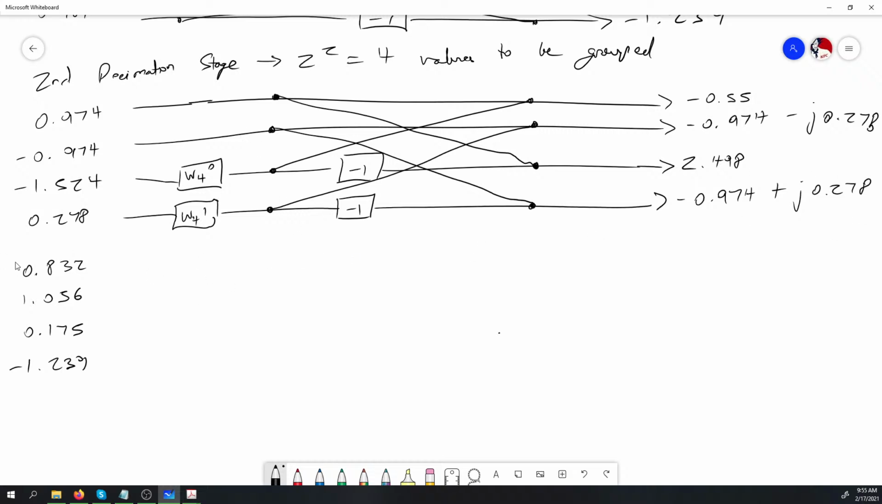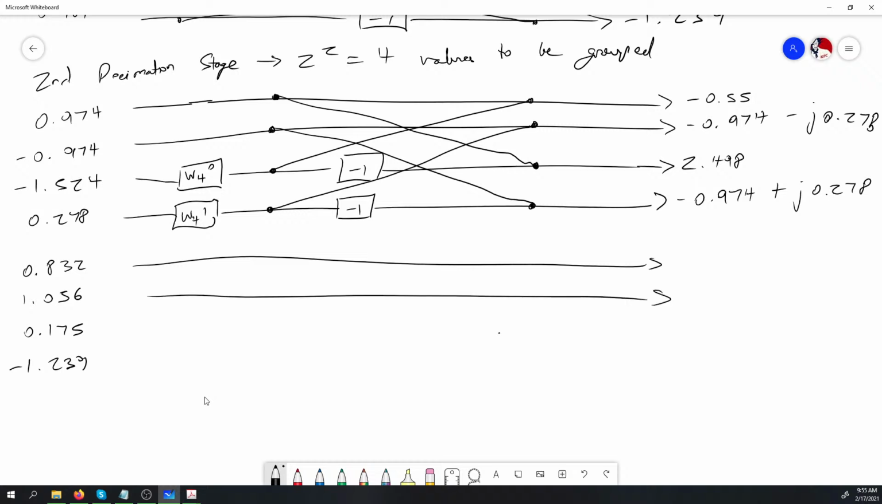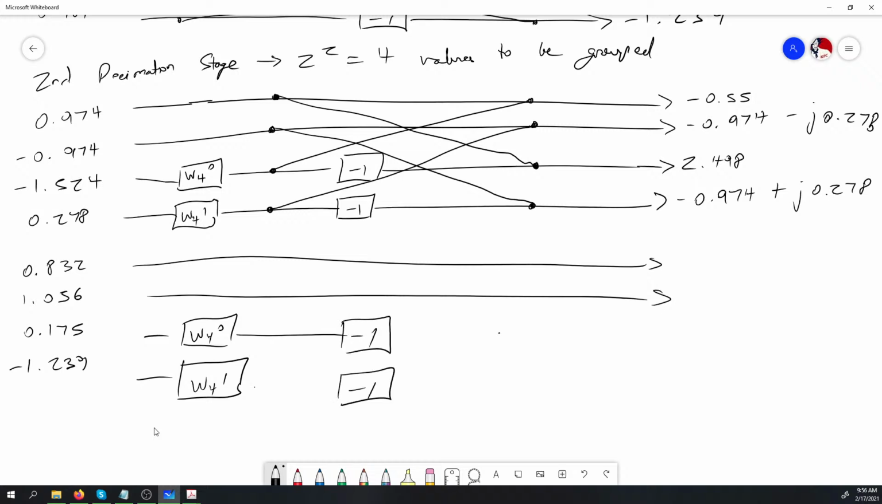We need to repeat this process for the next 4 values here from the input to be grouped. So the process is basically the same thing. We can draw these across here. So the first 2 values here in this group of 4 will not have any twiddle factors associated with them. But the next 2 values here will have twiddle factors associated with them: W4 of naught and W4 of 1 here. And we have our minus 1s here to map to other twiddle factors.